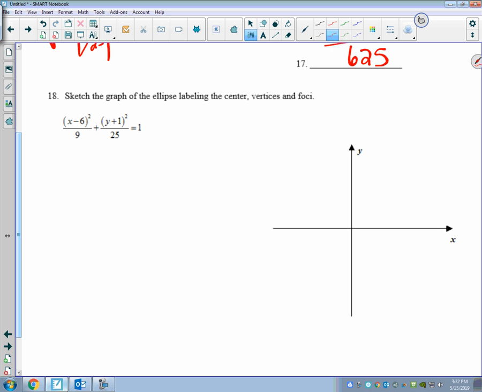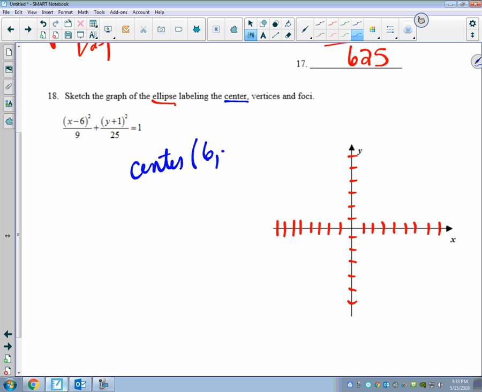Number 18 is the most recent thing that we've done. This is an ellipse because it's addition, and the y is the bigger number. So if I make some lines on here, let's change colors. The center is h and k, so that would be 6, negative 1. 1, 2, 3, 4, 5, 6, negative 1. It says labeling, so I'm going to put C for center.